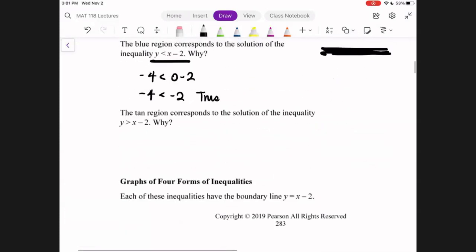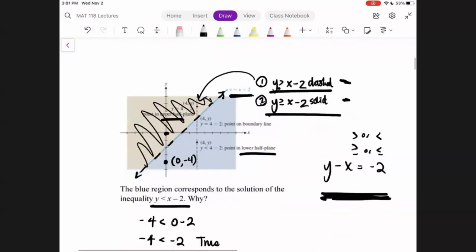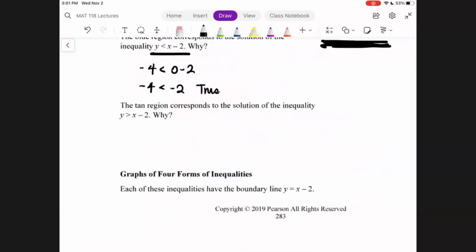Similar thing, what is the test? You could pick any point above. So, for instance, I see here's the origin, right? So I can plug in the origin because that is a point above the line. So if I do 0 is greater than 0 minus 2, I get something that is true. So then I would shade above in that area, okay?